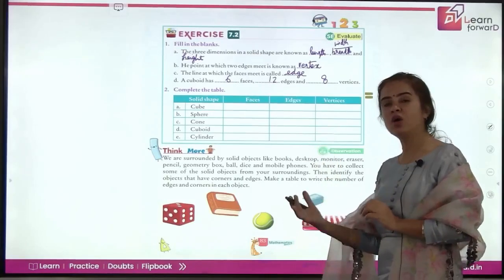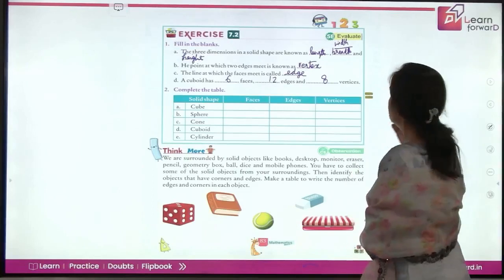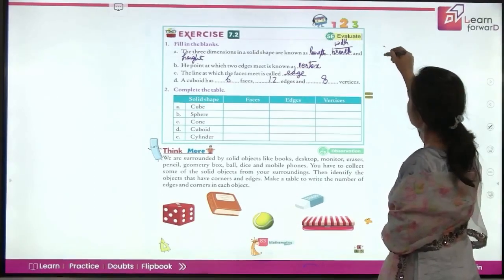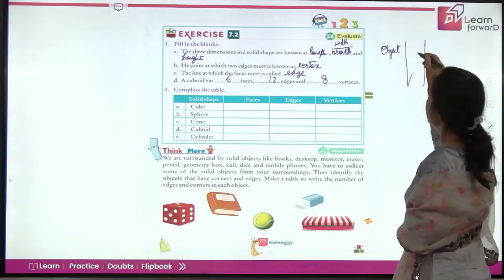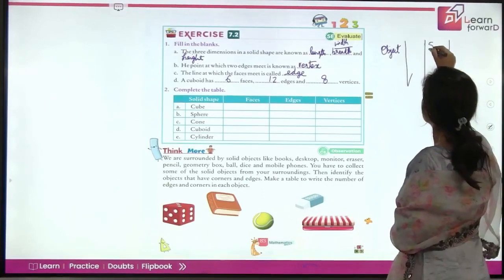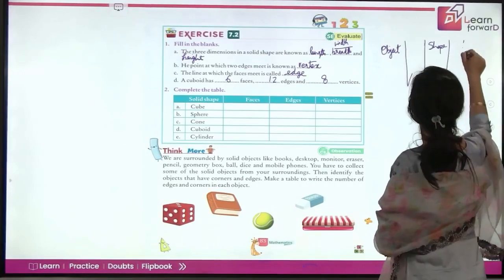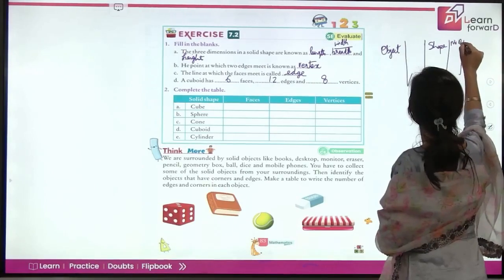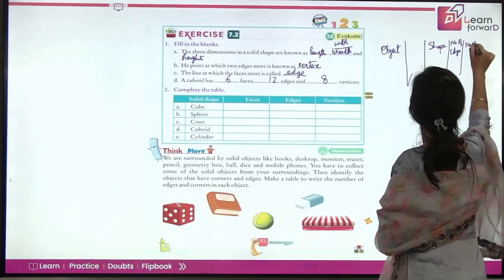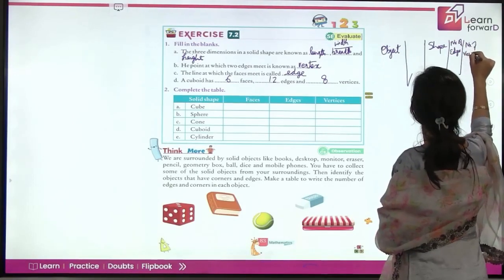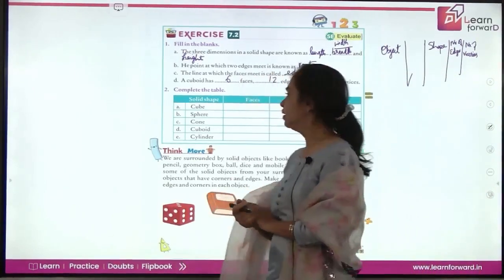So we will make one column for edges, one column for corners. So how do you make it? Write down here, object, then draw the shape here, then here you will identify what shape it is, and after that you will write number of edges, and last column is number of vertices. This is how you can make your own table, right? Let's move to the next now.